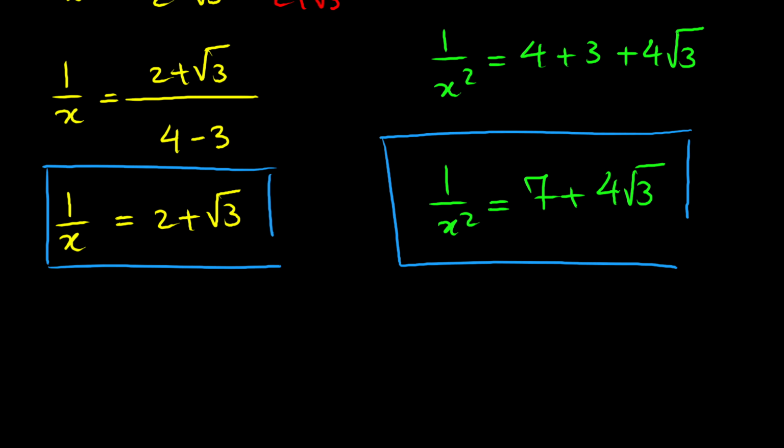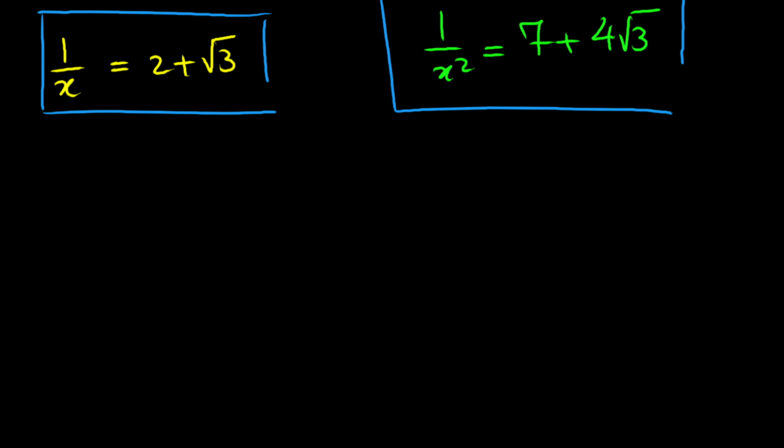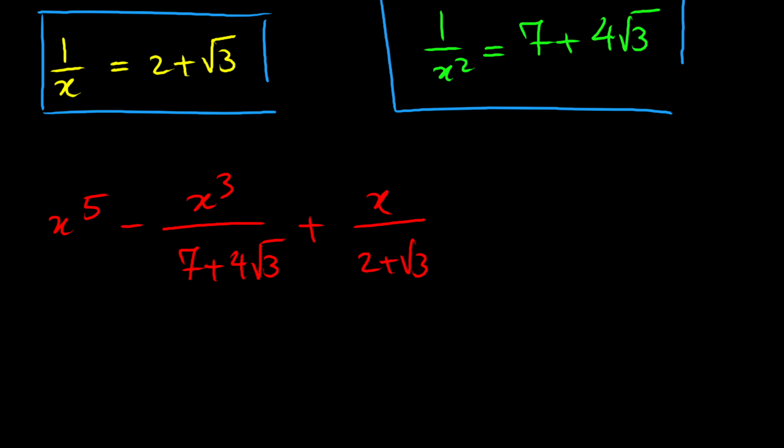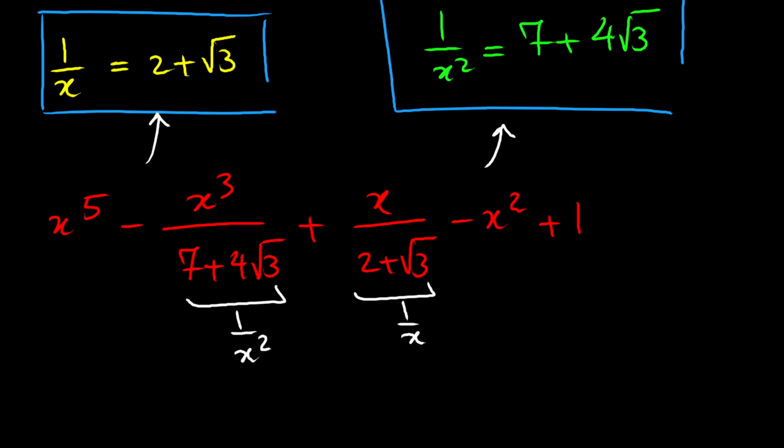Great. Now remember that we wanted to evaluate x to the power of 5 minus x cubed divided by 7 plus 4 times root 3 plus x over 2 plus root 3 minus x squared plus 1. So I'm going to go ahead and use this equation to replace this with 1 over x and use this equation to replace this with 1 over x squared.